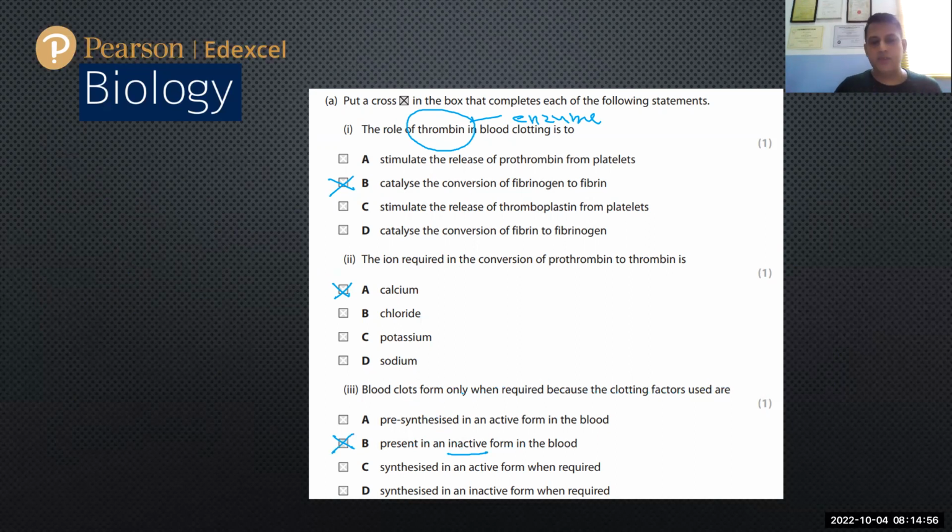Okay, this lesson helps you to understand the blood clotting process. So we will see the next lesson after this.